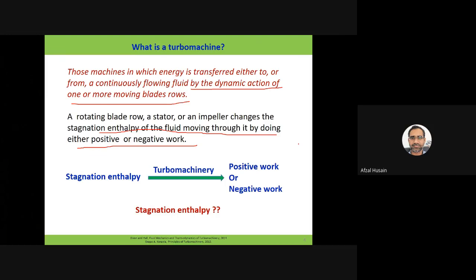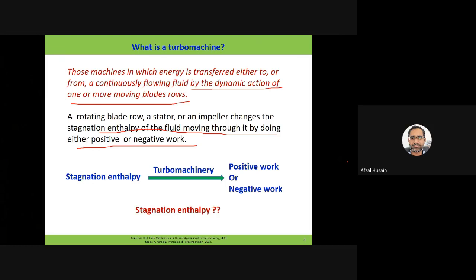Enthalpy, internal energy, these are forms of energy. Yes. But what is enthalpy? How do we define enthalpy? Internal energy plus flow work. Yes, internal energy and flow work. Very good. So the enthalpy is basically the internal energy and the flow work.